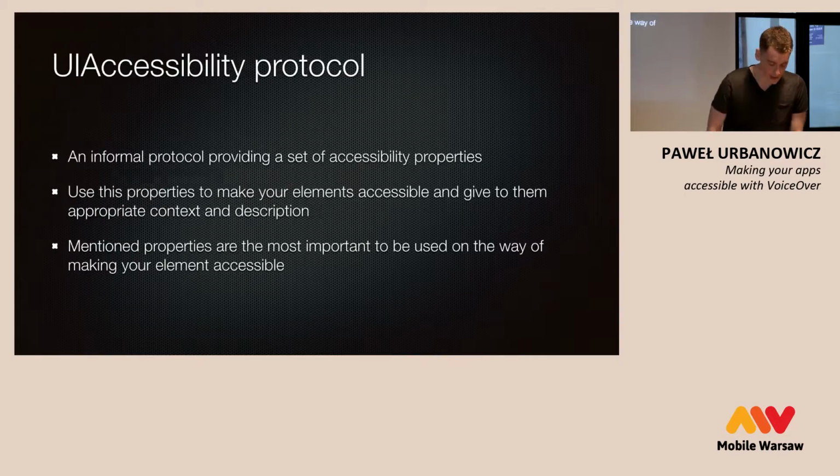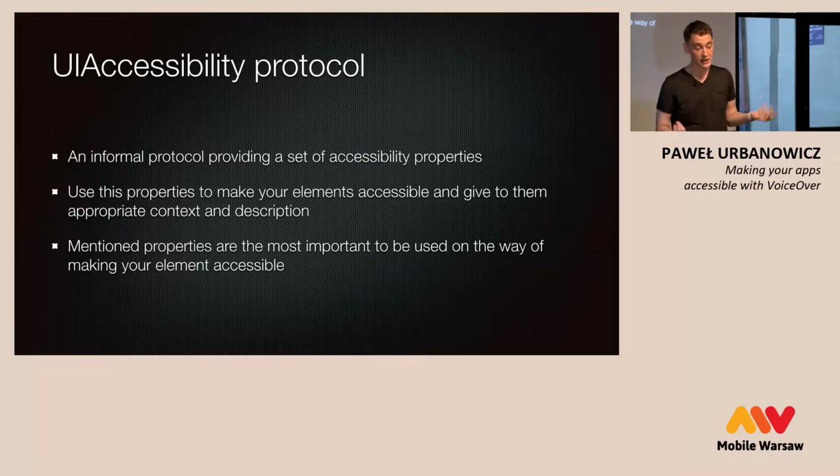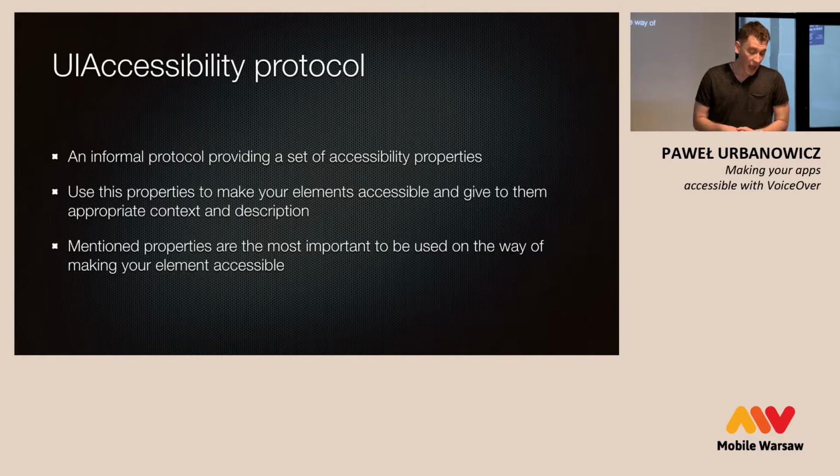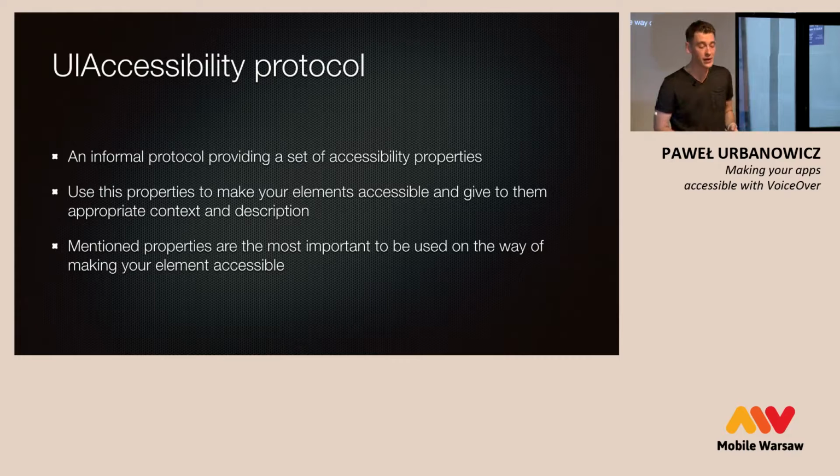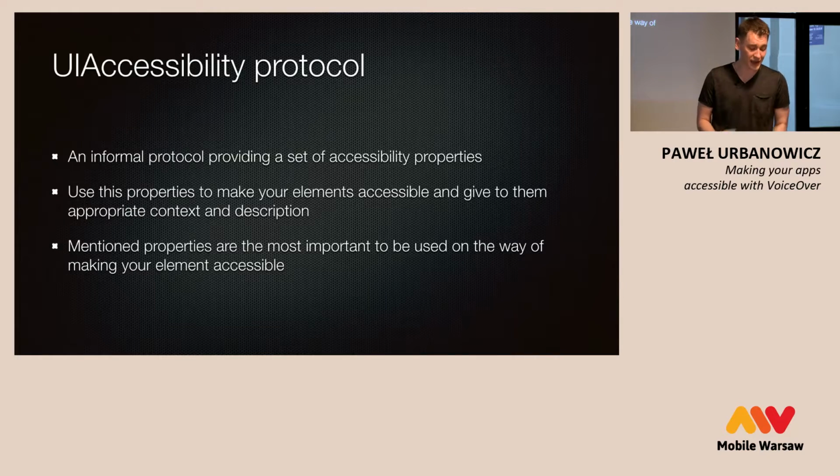So the UIAccessibility protocol is responsible for exposing all of that. It is an informal protocol providing a set of accessibility properties. To make our elements accessible, we just use those properties defined in this protocol. We can also use notifications and methods. I highly encourage you to go to the documentation and take a look at what's inside it, but those parts are the most important ones from the beginning.